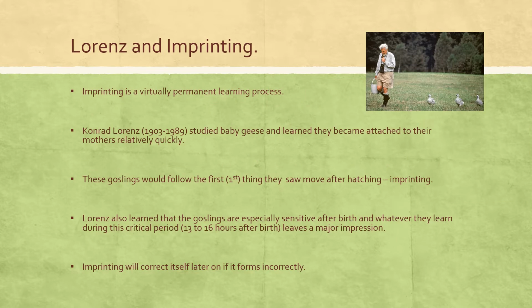So Lorenz and imprinting. Imprinting is a virtually permanent learning process. Konrad Lorenz studied baby geese and learned they became attached to their mothers relatively quickly. These goslings, which are baby geese, would follow the first thing they saw moving after hatching, and this is, again, imprinting. So here's a picture of Lorenz and the baby geese there.